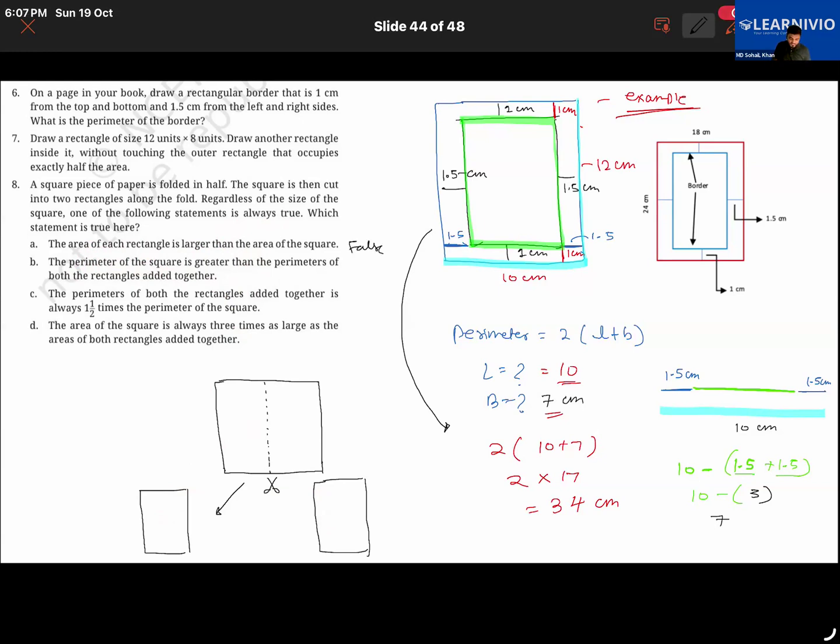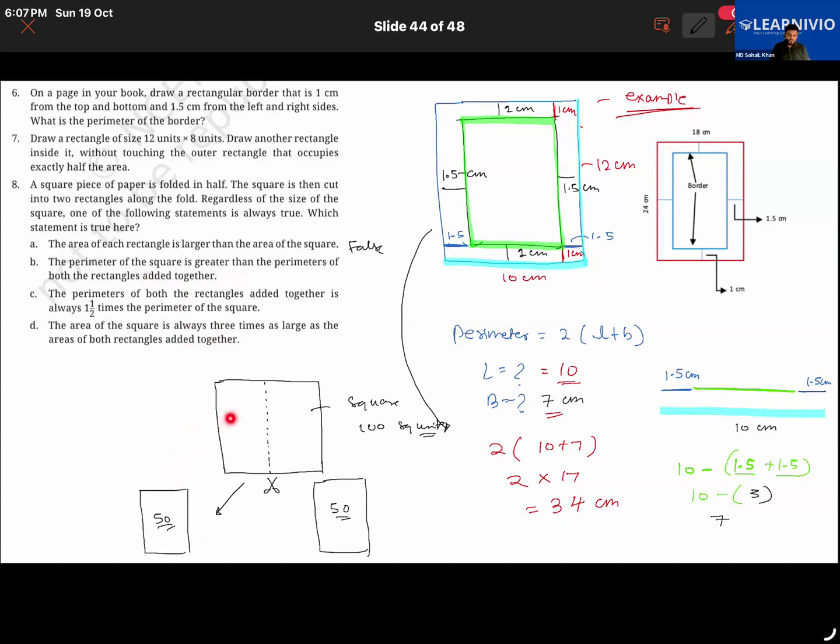Suppose the area of the square were 100 square units. So the area of each rectangle is going to be 50 and 50. Now statement B: the perimeter of the square is greater than the perimeters of both the rectangles added together. It says the perimeter of this square. Is it true? No, it is false.